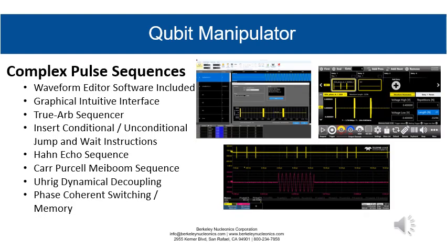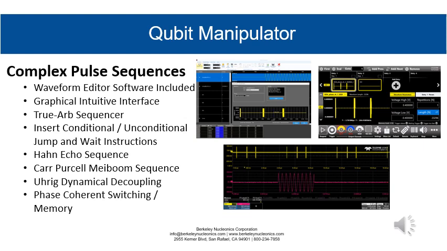The Berkeley Nucleonics 685 Arbitrary Waveform Generator standard software package contains the waveform editor that allows you to create different pulse shapes and pulse structures quickly. You won't spend hours on programming waveforms. The waveform editor is a graphical and intuitive tool that can be used to save time and increase the speed of your experiments. The pulse waveforms can be inserted into the TrueARB sequencer to create complex pulse sequences quickly.